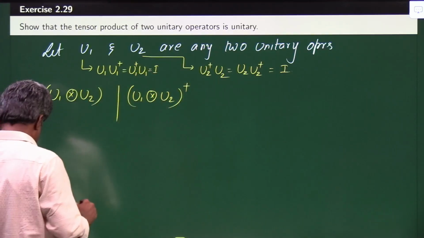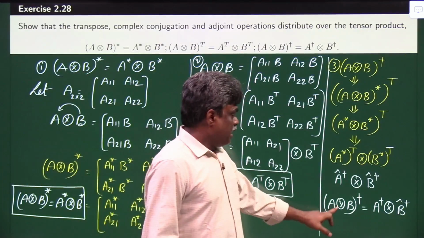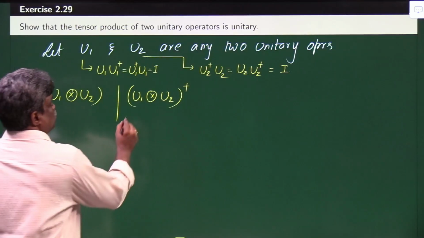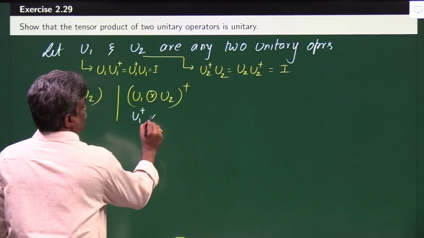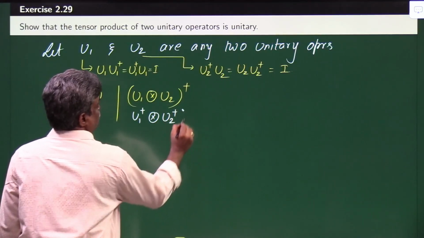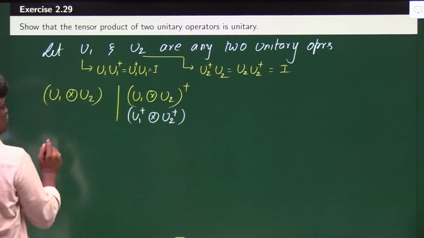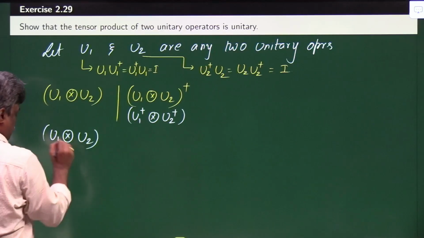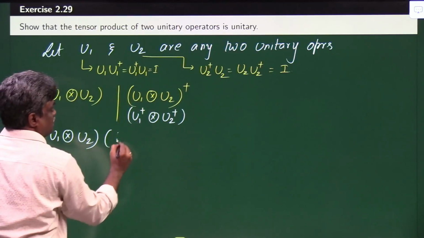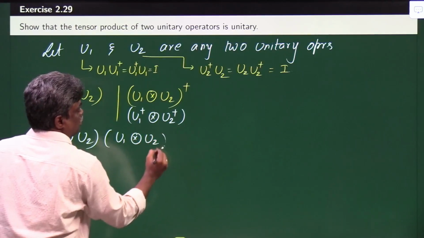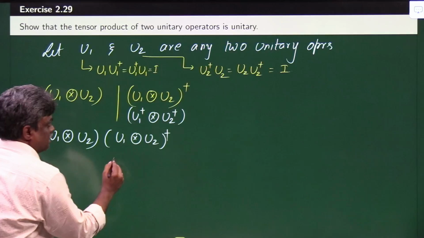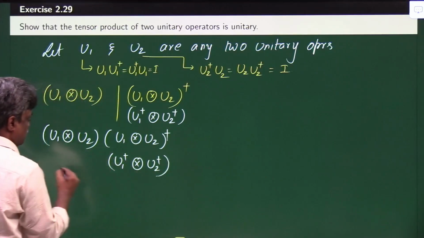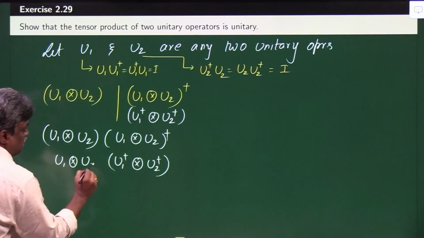From the earlier property, a tensor b whole dagger equals a dagger tensor b dagger. So I can write this as u1 dagger tensor u2 dagger. That's nice. Now I have to multiply these two: u1 tensor u2, and u1 tensor u2 whole dagger, which we have already written as u1 dagger tensor u2 dagger by using the property.